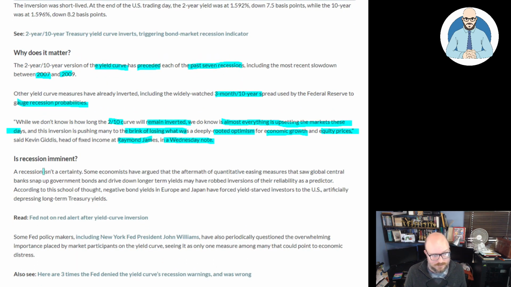A recession isn't a certainty. Some economists have argued that the aftermath of quantitative easing measures that saw global central banks snap up government bonds and drive down long-term yields may have robbed inversions of their reliability as a predictor. According to this school of thought, negative bond yields in Europe and Japan have forced yield-starved investors to the US, artificially depressing long-term treasury yields.